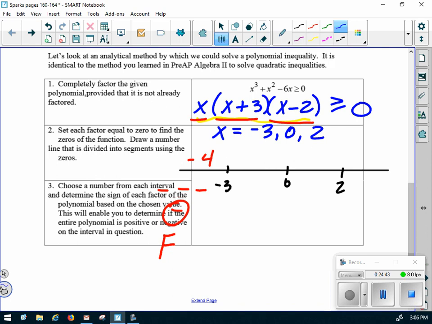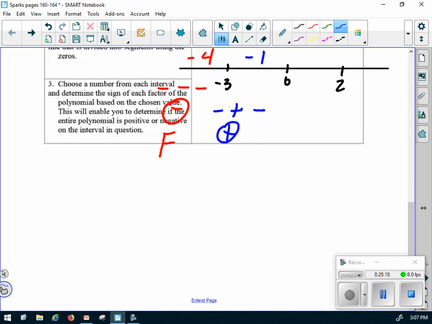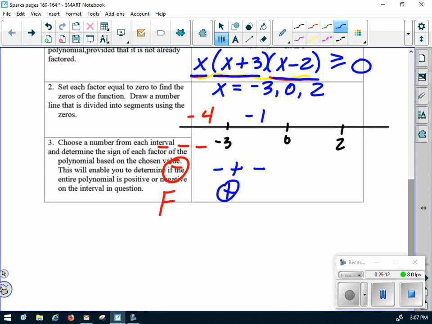Pick a number between -3 and 0 and do the same thing. What'd you pick? -1? Fine. Does -1 make this first one positive or negative? Yeah, that's positive. What's a negative times a positive times a negative? That's a positive. So does that section make the inequality true or false? True.